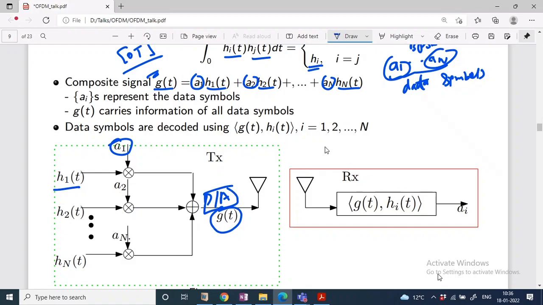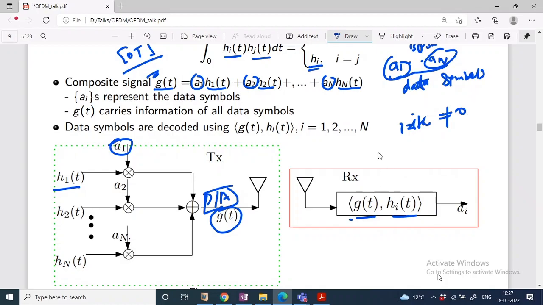Then at the receiver, how will we decode this data Ai? Just by taking the correlation. This orthogonality property will help us decode the data at the receiver side. The composite signal g(t) is multiplied by the orthogonal signal hi(t). This is basically a correlator, a dot product between g(t) and hi(t). So only the ith term is non-zero.